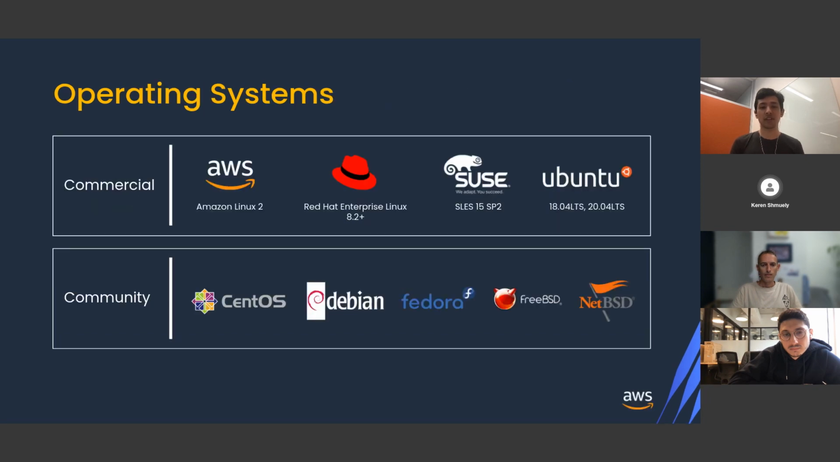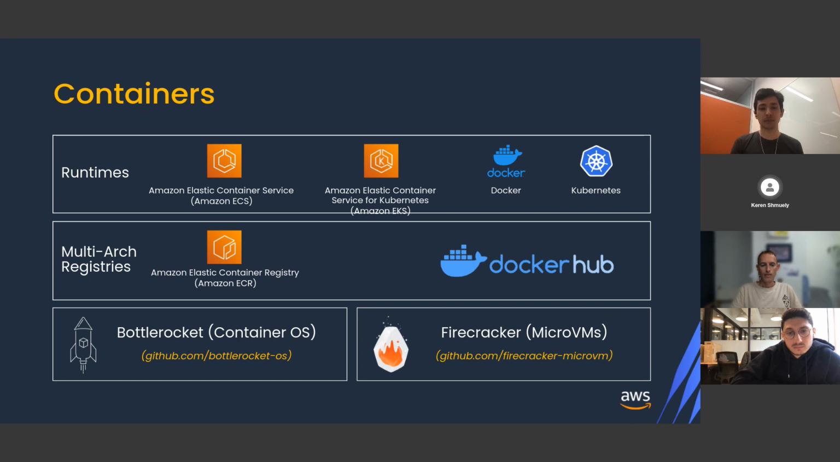And not only does Graviton 2 have great price performance benefits, it also has support for many of the technologies you're using today. We support many of the commercial and community-driven operating systems, like our own Amazon Linux 2 and many of our partner operating systems like RHEL, SUSE, and Ubuntu. Additionally, many popular container runtimes can run on Graviton. The Elastic Container Service and Elastic Container Service for Kubernetes both have native support for Graviton-based instances, and Docker and Kubernetes also have support for the ARM instruction set, and can run on top of Graviton as well.